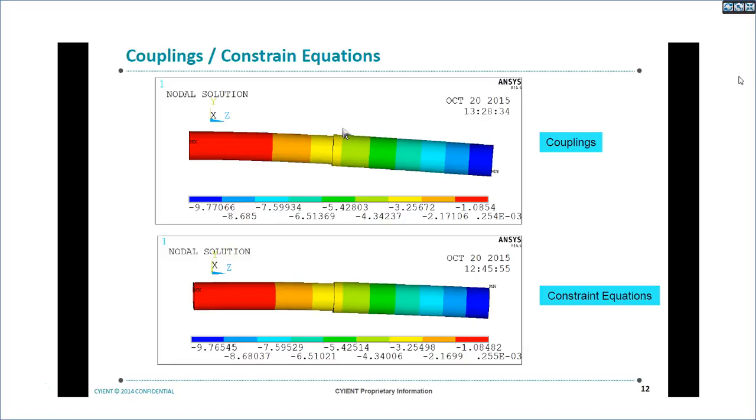If you look at the difference between couplings and constraint equations, we are not seeing much difference between the two. Here we have a uniform mesh pattern, and here we have different meshes. That's the reason we have used a constraint equation. The deflections are more or less the same.